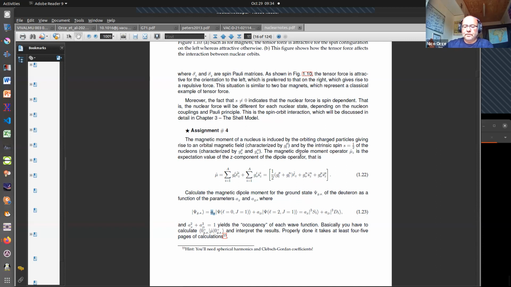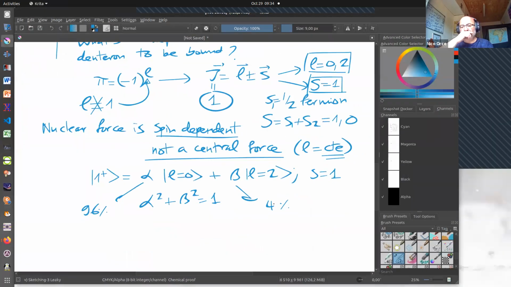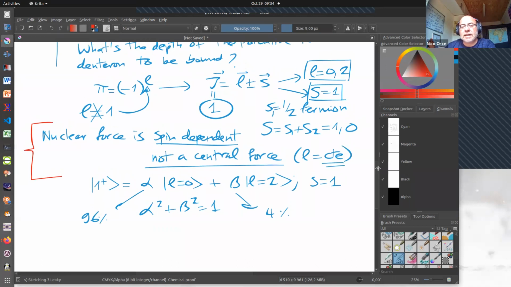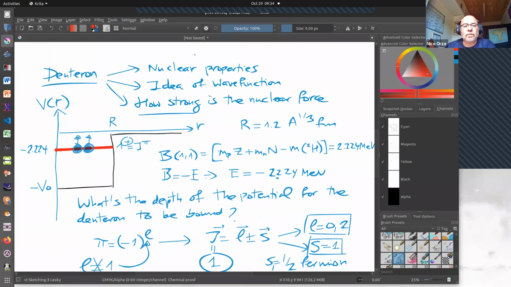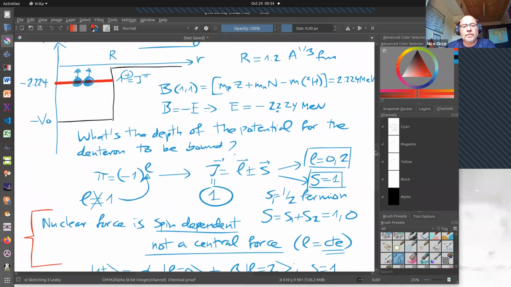So now we move on. So far, is this clear? This is a very important point that we have learned. We have learned some properties of the nuclear force from the simplest case scenario, which is the deuteron, right?